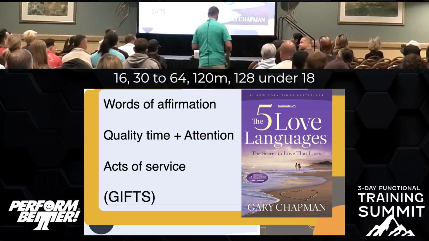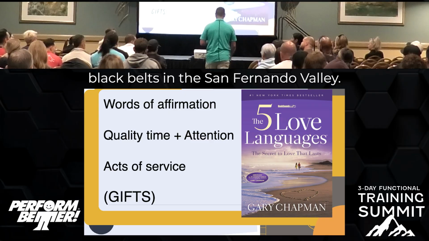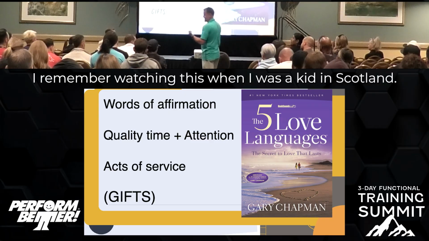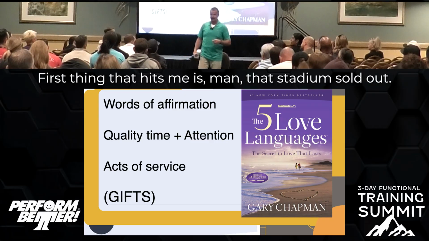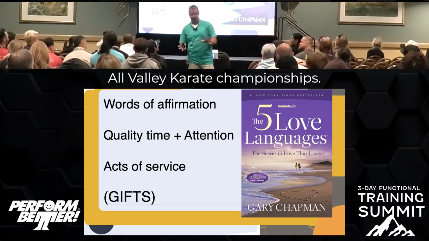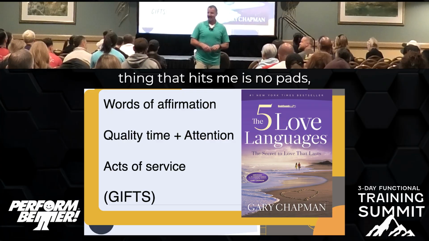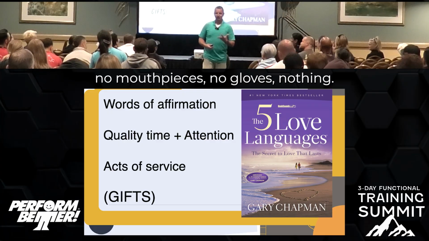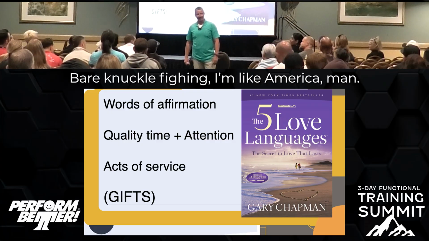It means there's 128 under 18 black belts in the San Fernando Valley. I remember watching this when I was a kid in Scotland. First thing that hits me is, man, that stadium's sold out. They can't sell out a Clippers game today, but they could sell out the under 18 All-Valley Karate Championships. Second thing that hits me is no pads, no mouthpieces, no gloves, nothing. Bare knuckle fighting. I'm like, America, man.